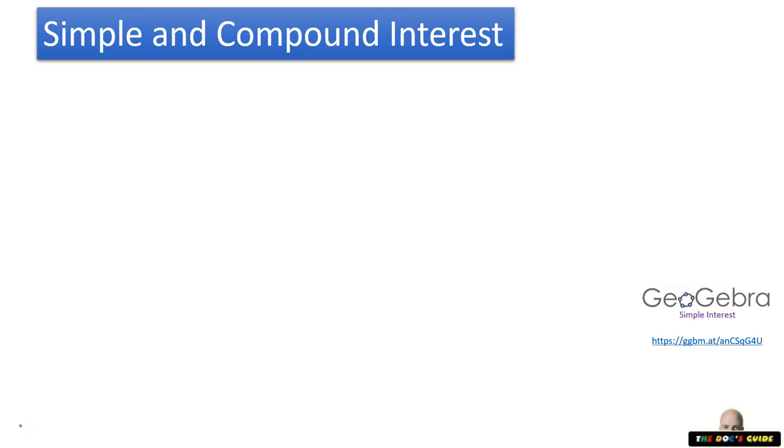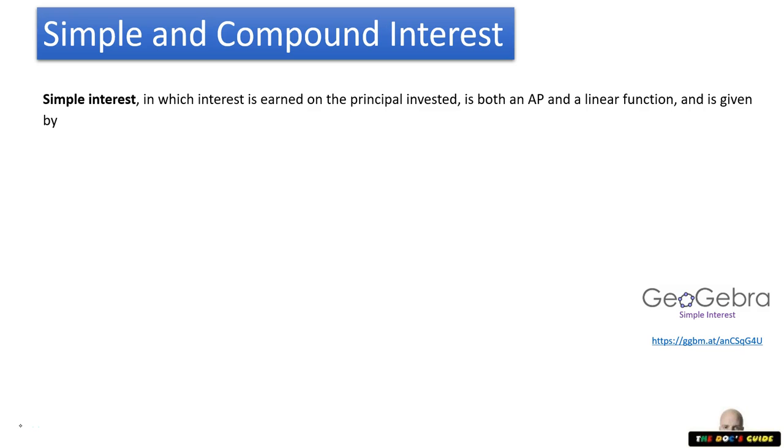Hello mathematicians, we're now going to take a look at simple and compound interest. Now simple interest, which you first came across in Year 7, is earned only on the principal which has been invested. And as we'll see, it's an AP and it's also a linear function.